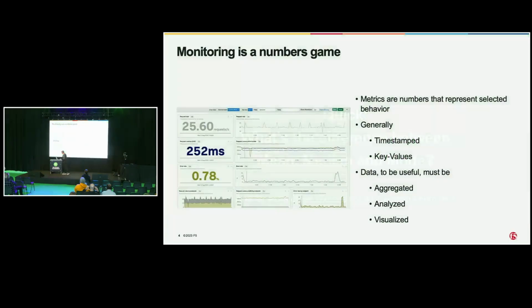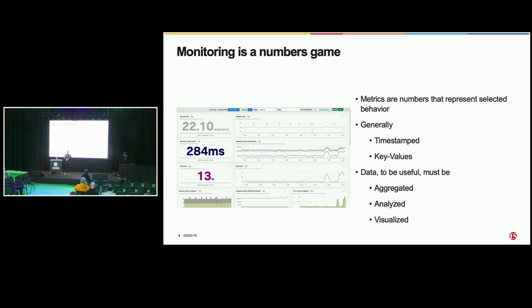So statistics and monitoring is a numbers game. Metrics are the numbers that represent our best view of what's going on inside of our systems and inside of our applications. Generally, they're time-stamped, and generally they're key-value pairs. However, for data to be useful, it needs to be aggregated, analyzed, and usually visualized so we can see what's going on. Sitting there with a tail -f looking at a stream of numbers coming from your system is probably meaningless.